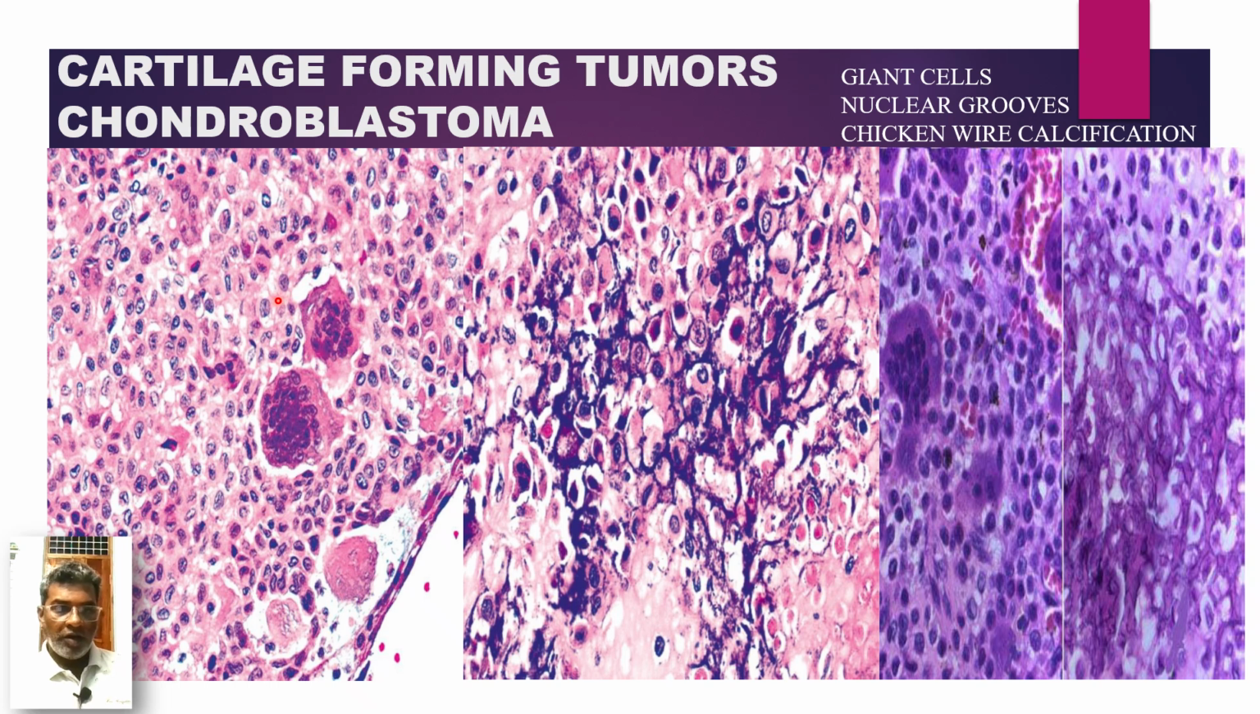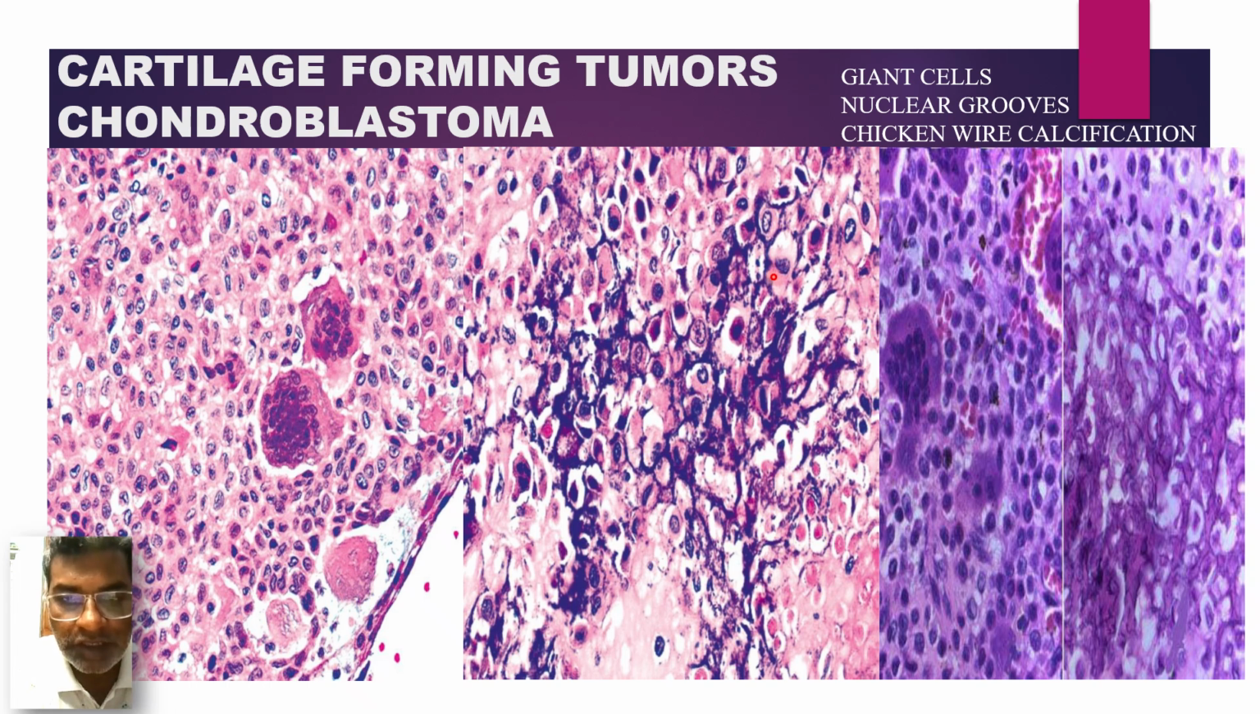Okay, chondroblastoma, giant cells. Then if you see the individual cells here, in this cell, in this cell, here also this cell, if you see, you can appreciate the grooving. So grooving in the nucleus is the second feature of chondroblastoma.